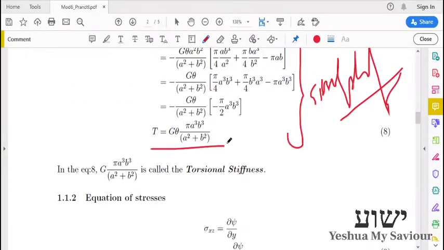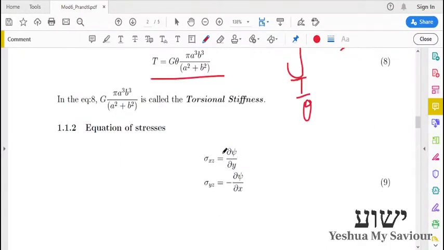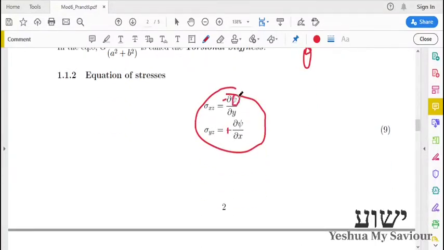The torsional stiffness is given by T by theta. This is torsional stiffness, T by theta is G into pi a cube b cube by a square plus b square. Now the equation for stresses, it should be positive. The equation for stresses is this thing, this should be phi.